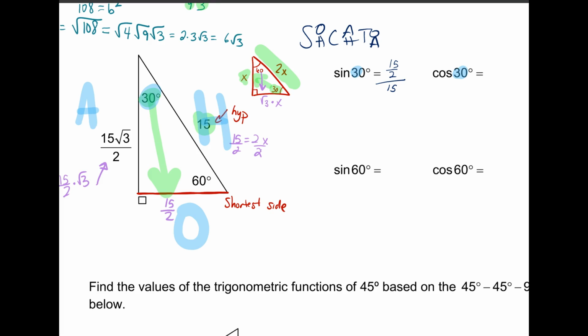Wait, what? I thought it was over hypotenuse. So 15 over 2 divided by 15 is the same thing as 15 over 2 times the reciprocal, 1 over 15. What happens to the 15? Cancels out, so it's just 1/2.